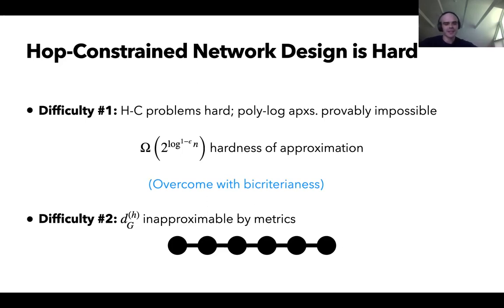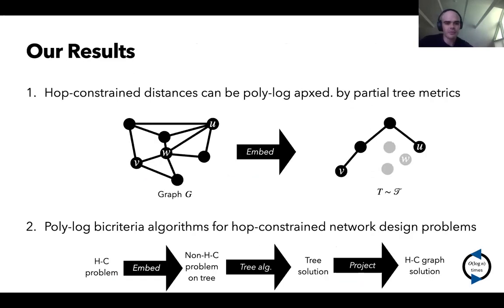Now, for the second point, I've been belaboring the fact that no metric exists which approximates hop constraint distances on all of the vertices. So it's possible, and in fact, what we show is there are metrics that approximate the hop constraint distances on most of the vertices. And we'll see momentarily what that means formally. All right, so one more time, what are our results at a high level? Well, we give these metric embeddings for hop constraint distances, and then we use that as the foundation to come up with new approximation algorithms for hop constraint network design.